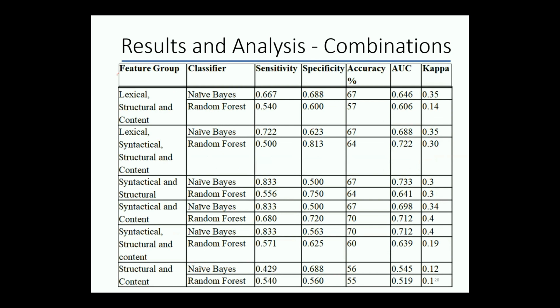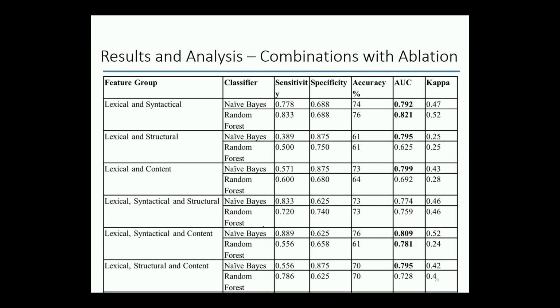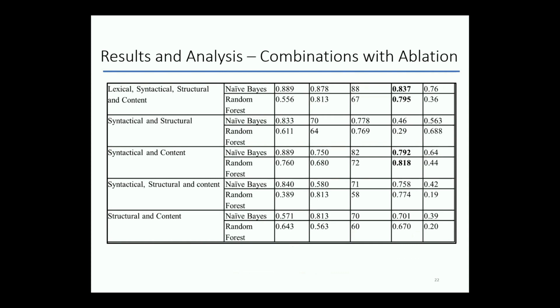And then also with the combinations, we could use the ablation process, that is, add the feature and also remove them to see if adding them improved the results and removing them deteriorates the results. So with that also, we looked at the different combinations we looked at before, and we kept adding and removing features and seeing if those would give us good results. The lexical and syntactic features with a random forest were the ones that gave the best result with 0.821 AUC. And the lexical, syntactic, structural, and content also gave a very good figure with 0.837 AUC.